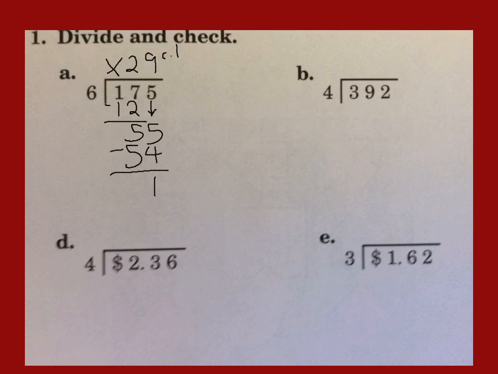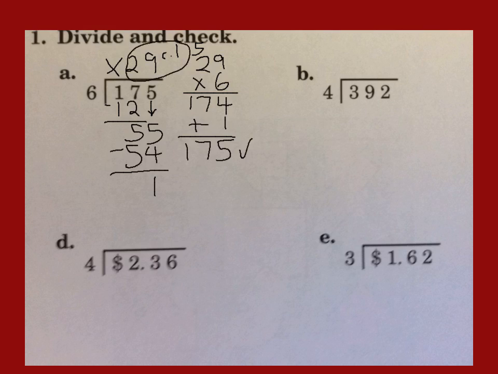circle that. Let's make sure that's the right answer. So we're going to take our 29, multiply it by 6, and then add our remainder of 1. 29 times 6. 6 times 9 is 54. 6 times 2 is 12, plus 5 is 17. Now we need to add our remainder, which was 1. We get 175. And that's the same thing as what we have there, so it checks. That is correct. And our answer is 29, remainder 1.